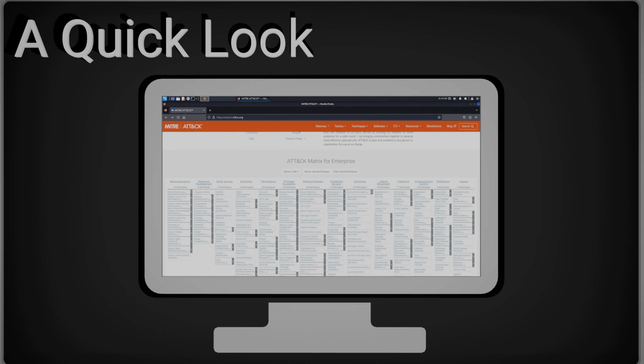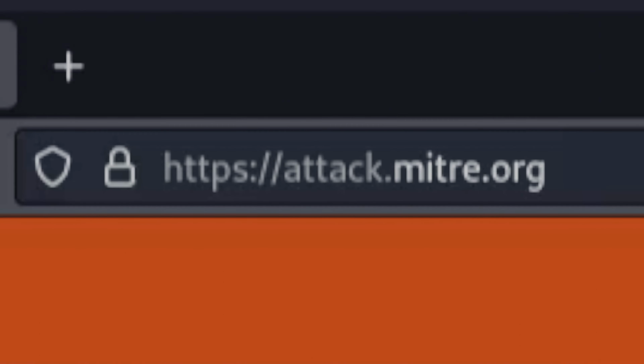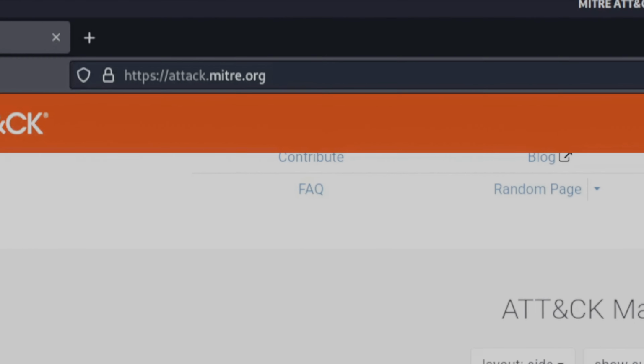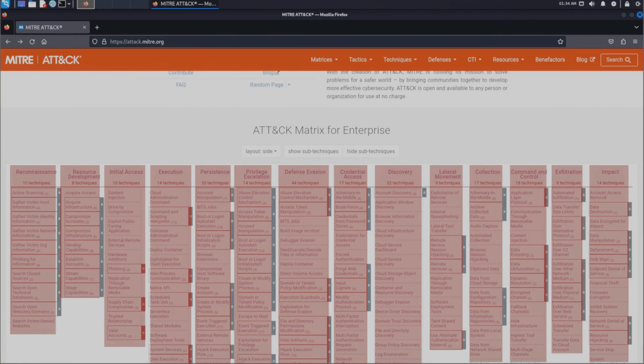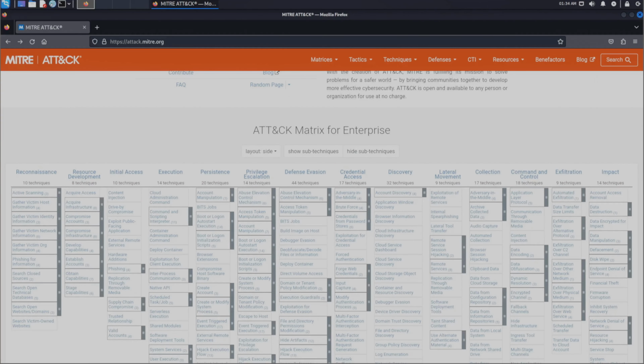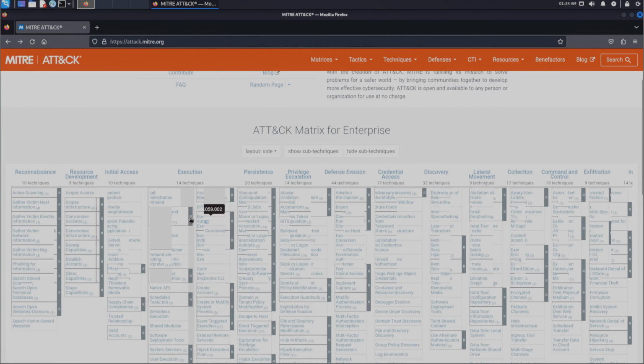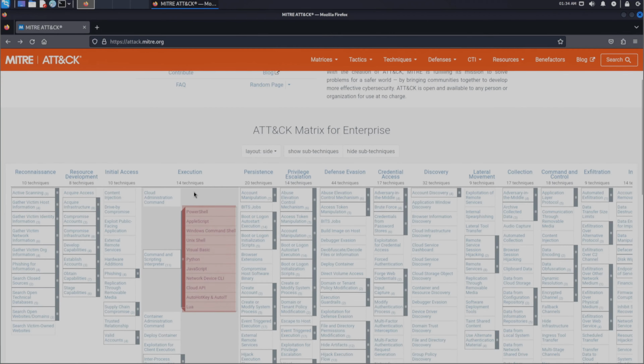Let's take a quick look at the enterprise matrix. You can find this matrix on the Mitre ATT&CK website. Each of these is tagged with the technique it represents. Techniques that have sub-techniques are denoted by a gray sidebar. Not all techniques have sub-techniques. If we click on the button, we can see the sub-techniques that fall in a similar category of the selected technique.